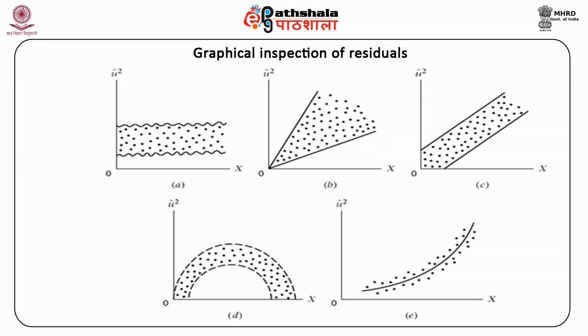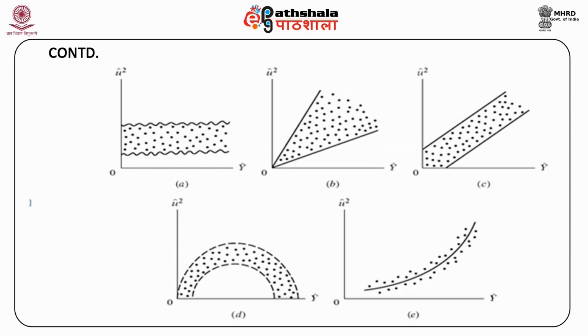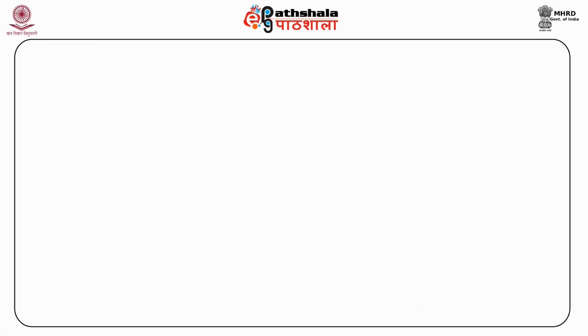Similarly, figures D and E show a quadratic relationship between the two. Thus, figures B to E depict the possibility of heteroscedasticity in the case of a multiple regression model with more than one explanatory variable. Then instead of plotting squared residuals against each explanatory variable, we can plot them simply against the estimated Y. We get the same result as the previous graph shows.